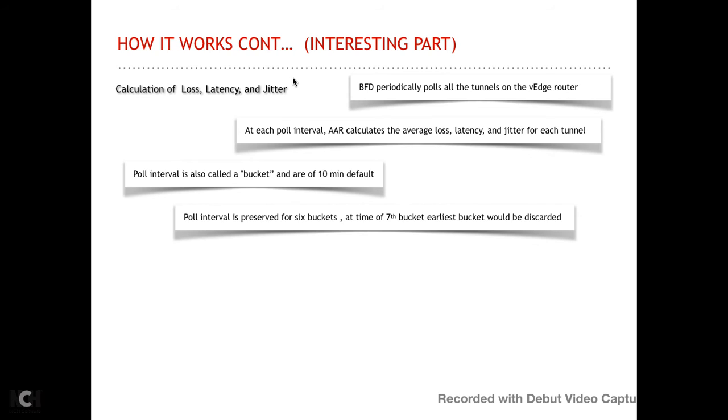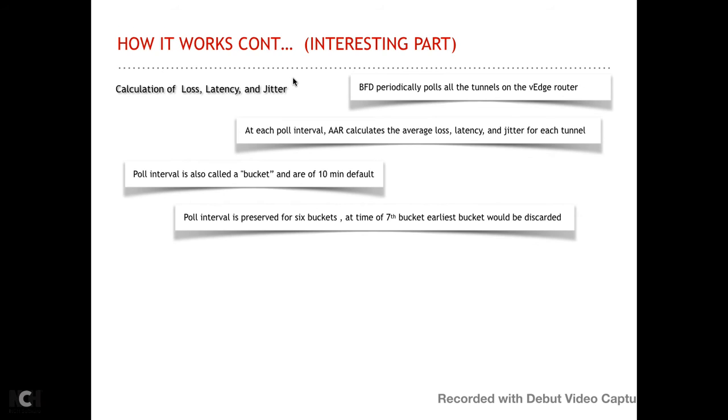So the beauty of this is you always have the latest real-time information which is used to calculate the average by these buckets or the poll intervals. I mean, AAR calculates the average with the help of these BFD packets which are stored in these poll intervals, which are called buckets, to get you the actual, best and realistic performance or the health of your transport, which is best suited for your enterprise applications.